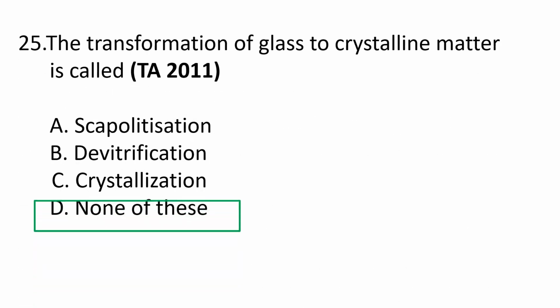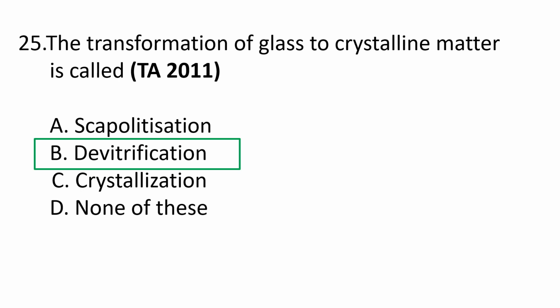25th question. The transformation of glass to crystalline matter is called A. Scapolitization. B. Devitrification. C. Crystallization. And D. None of these. The correct answer is B, devitrification.